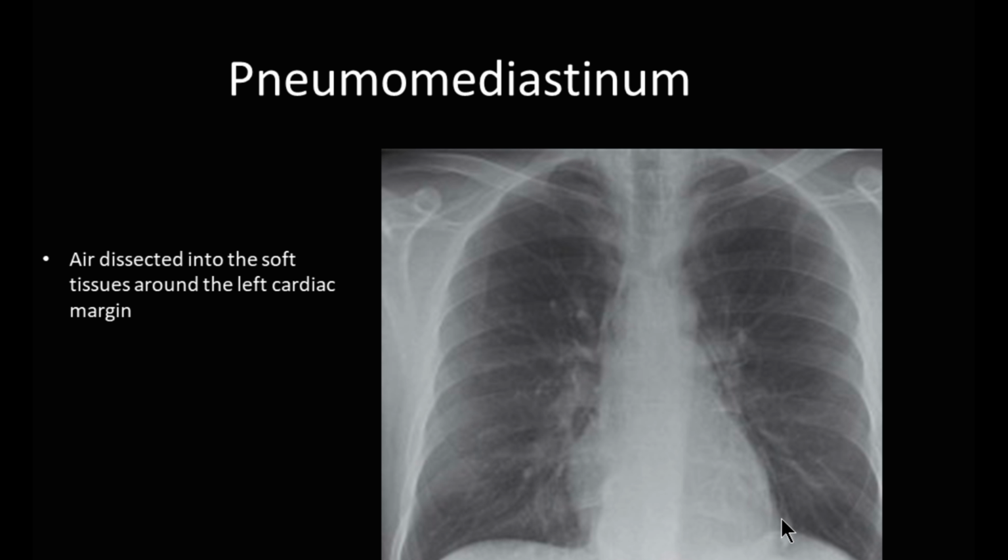Now, here's just another picture of it. You can see that air has dissected into the soft tissues around the left cardiac margin, and it continues up into the mediastinum here, and this, in fact, is a pneumomediastinum.